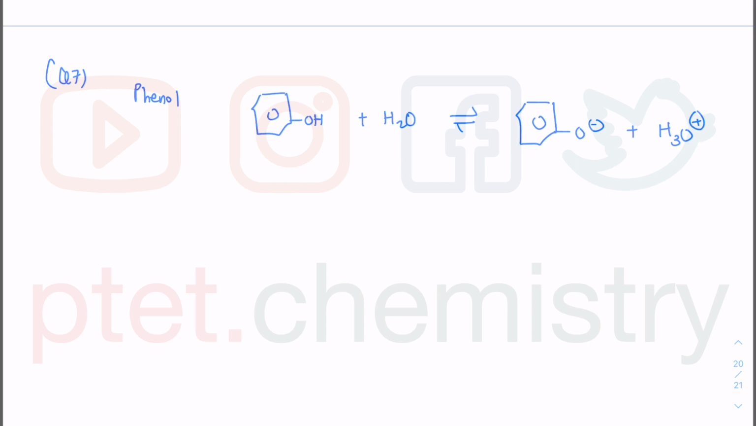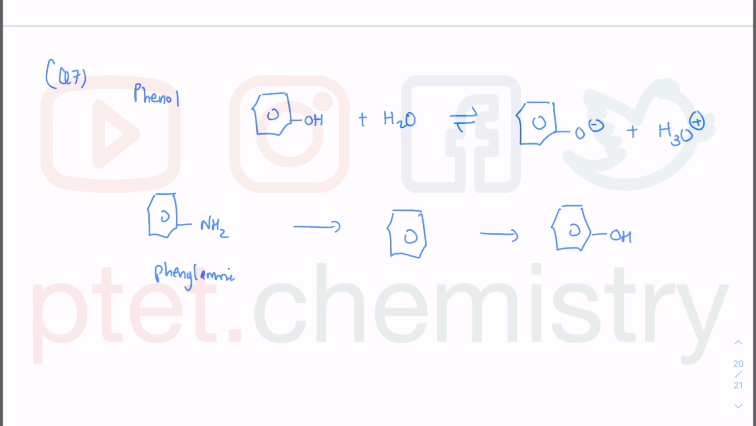Okay, so phenol can be made from phenylamine. Phenylamine is a benzene ring bonded to an NH2. This is called a phenylamine. So how do you make phenylamine to phenol? Well, there are multiple steps to it, but the key step in between is going to be this diazonium. The diazonium is very, very important chemistry, something you have got to know as part of your case study. It's a diazonium chloride.